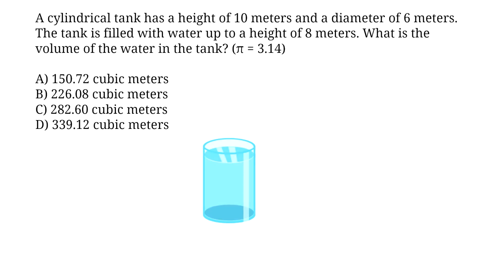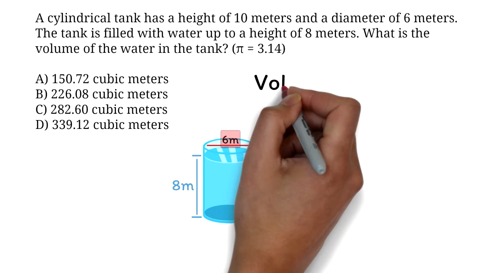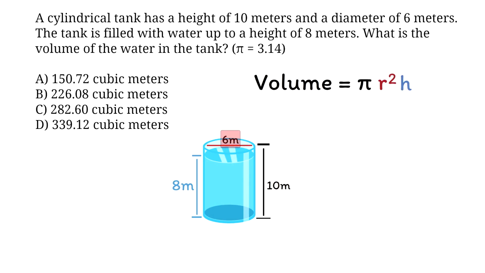Take this as our cylinder. The height given is 10 meters and the diameter is 6 meters. The water is only filled to 8 meters of the height of the cylindrical tank. Note that liquids take the shape of the container in which they are filled. So the diameter of the water will be the same as that of the cylindrical tank, which is 6 meters. The formula for finding the volume of the water is pi r squared h.